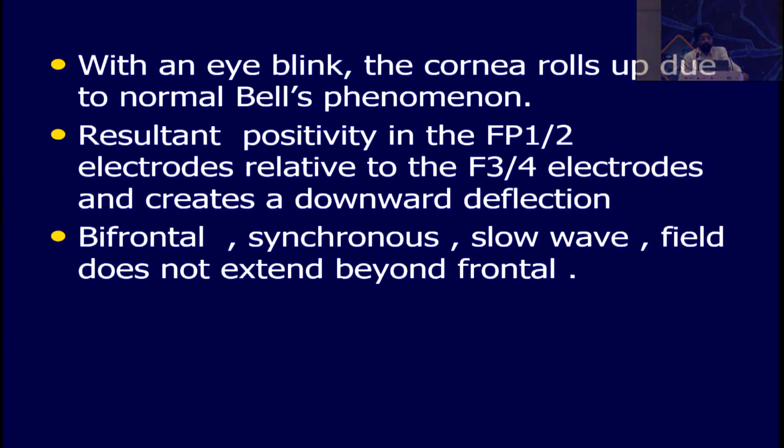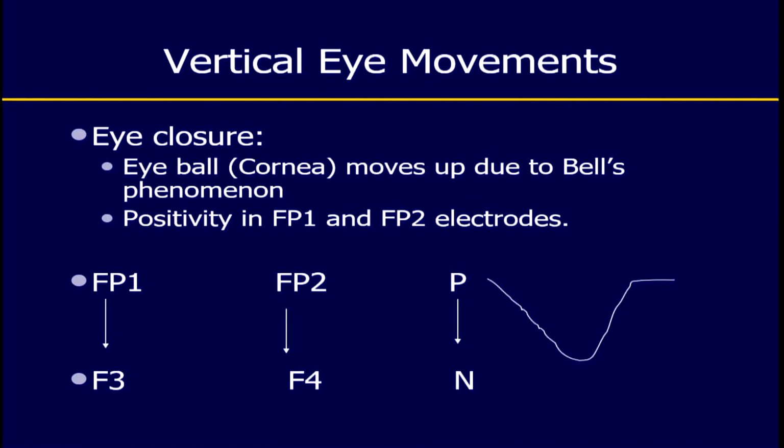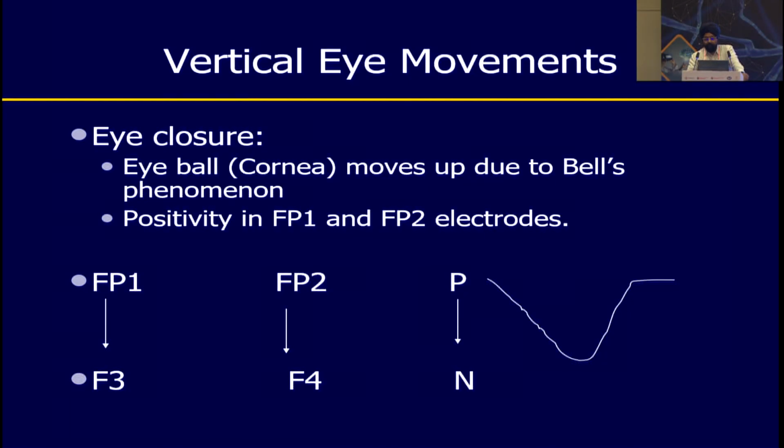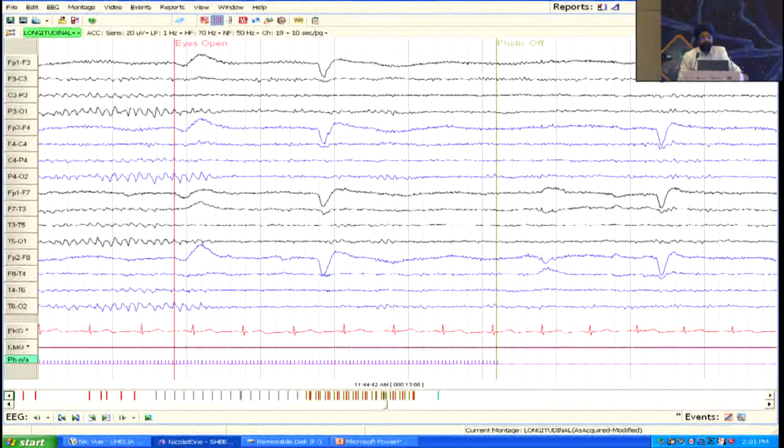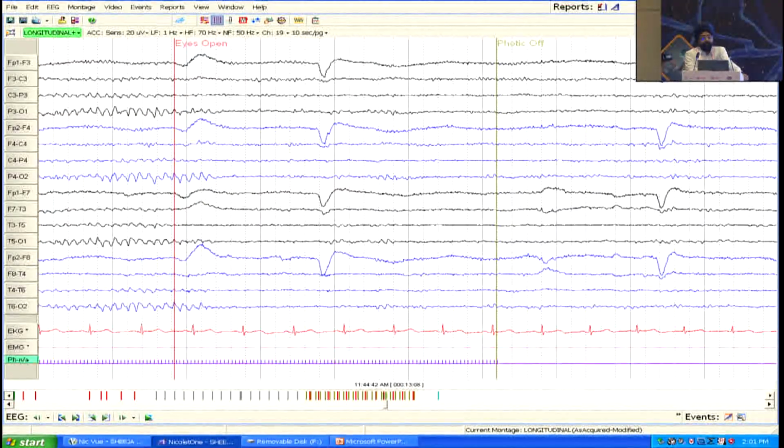So it is usually a bifrontal, synchronous slow wave. The field does not extend beyond the frontal regions. When you have a positive to negative shift, the pen should go down. As the cornea moves up because of the Bell's phenomenon, you have a positive which makes the pen go down. So this is what you see in eye closure. And as soon as the patient opens the eyes, there is again a negative when the eye is opened up. So eyes opened is a negative phenomenon, then eyes closed is a positive phenomenon.